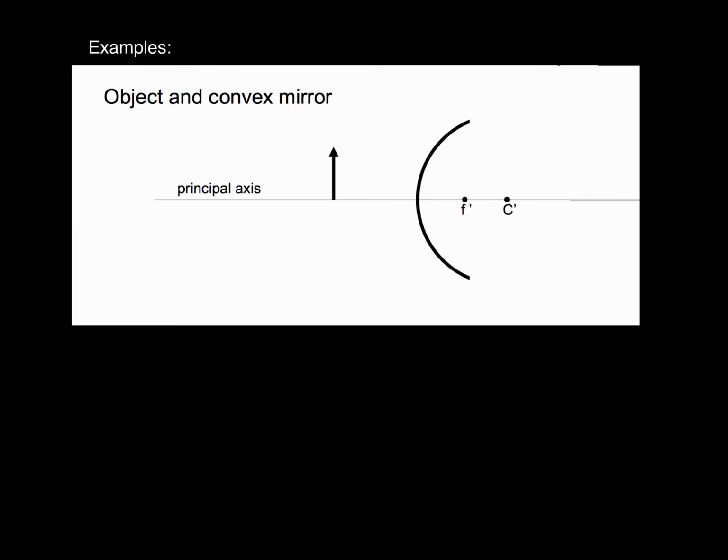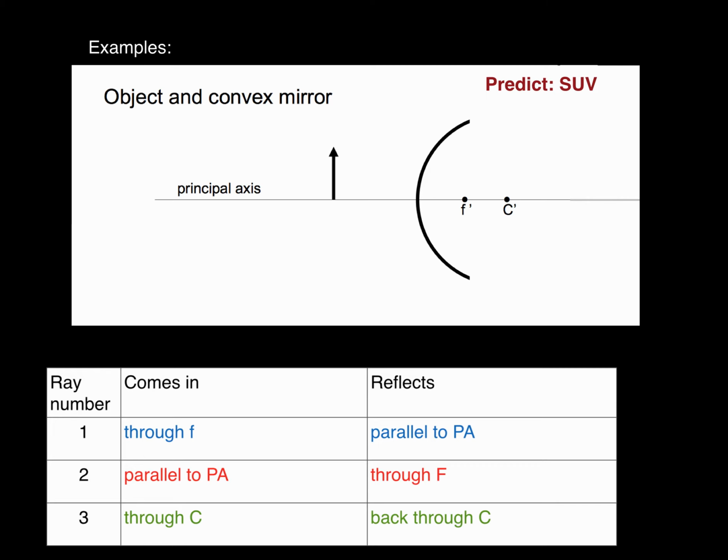For a convex mirror, there's only one kind of image formed: SUV, smaller, upright, and virtual. We draw our first ray pointing through F at the top of the image. Since F is inside the mirror, we point it from the object to the focus. This ray reflects back parallel to the principal axis. We continue the dotted line of the reflection into the mirror because we predict it's going to be a virtual image, and the intersection will be inside the mirror. The second line comes in parallel to the principal axis and reflects from the focus. The third line comes from the center to the top of the object, but the center is inside the mirror, so we point from the object to the center.